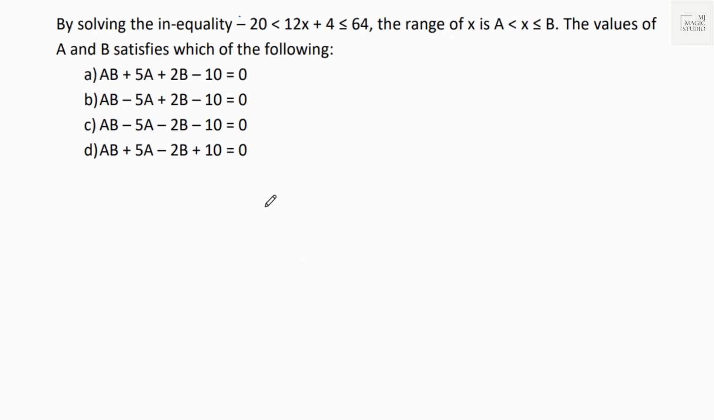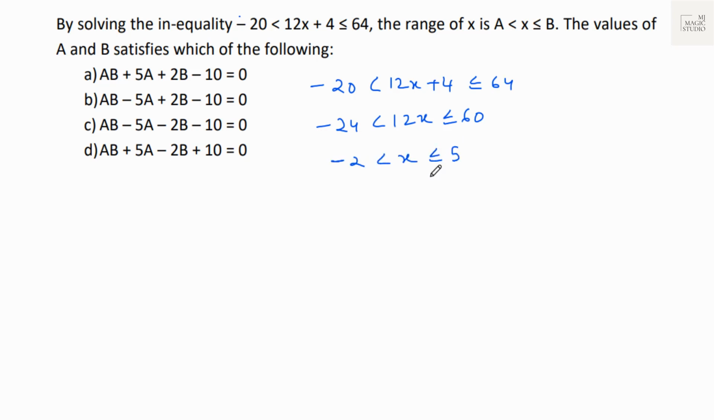Okay, let's see. By solving the inequality, the range of x is this. Then the values of a and b satisfy which of the following? We have got minus 20 less than 12x plus 4 less than or equal to 64. So first we will subtract 4 on all the three sides. So minus 24 is less than 12x less than or equal to 64 minus 4, which is 60. Now divide this by 12. Minus 2 is less than x less than or equal to 5.